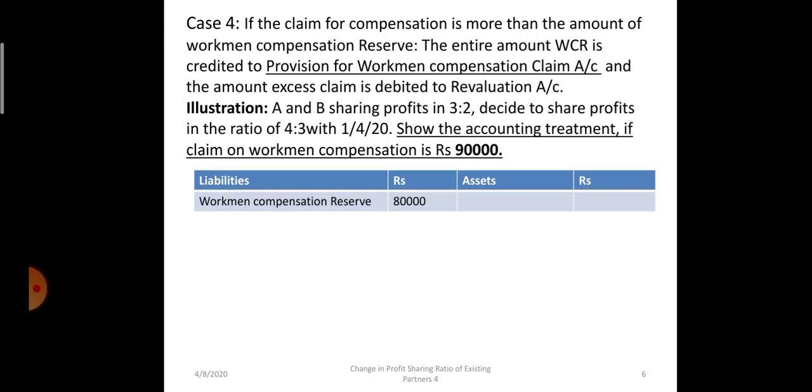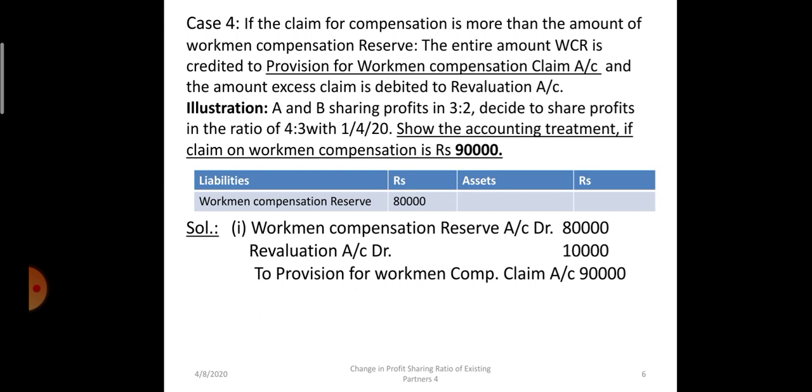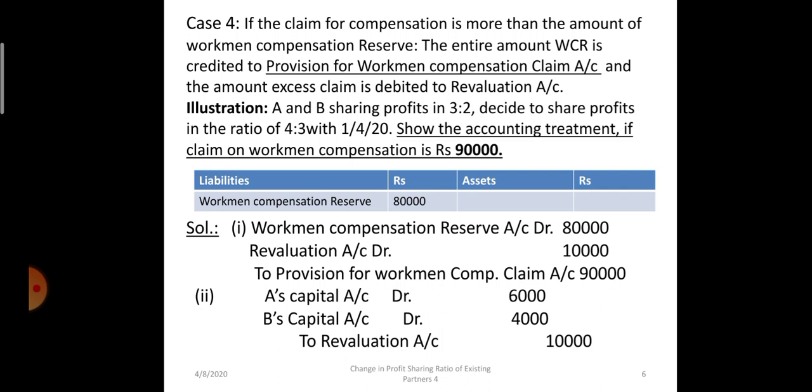Similar question, but the claim is 90,000 and the amount available in workman compensation reserve is 80,000 only. So workman compensation reserve account debit 80,000, revaluation account 10,000. Revaluation account is also debited, workman compensation reserve is also debited, and provision for workman compensation claim is credited, amount is 90,000. The revaluation account's loss will be transferred to A's capital and B's capital in the ratio of 3:2. So 10,000 divided in the ratio of 3:2, A will be debited by 6,000, B will be debited by 4,000, and revaluation account will be credited.